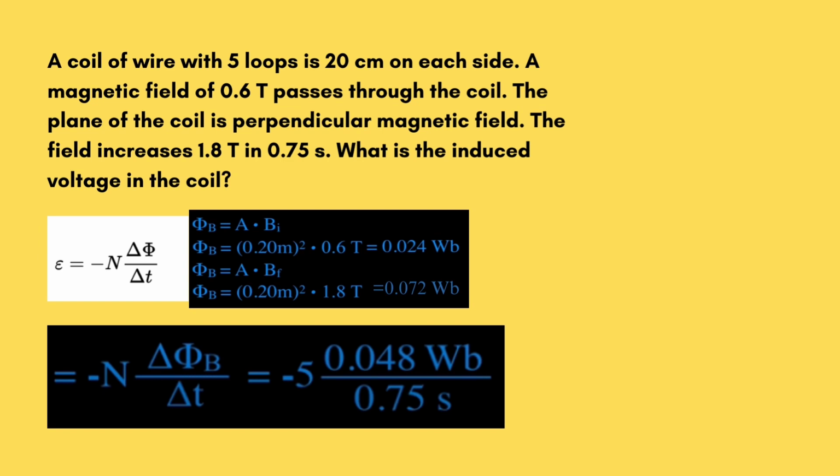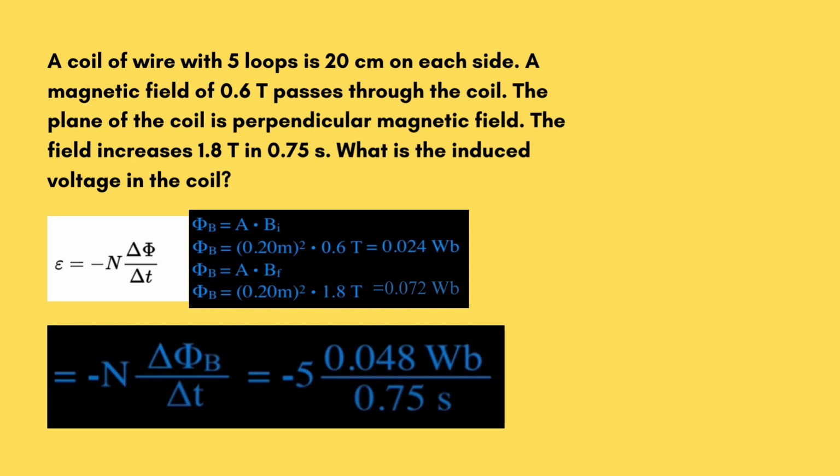Negative number of loops times the change in magnetic flux over change in time. Since it has been mentioned that the coil of wire has 5 loops, we will substitute that here. That would be negative 5 times 0.048 Webers. Why 0.048 Webers? You just have to subtract the initial flux, 0.024 Webers, from the final flux, 0.072 Webers. The answer is 0.048 Webers.